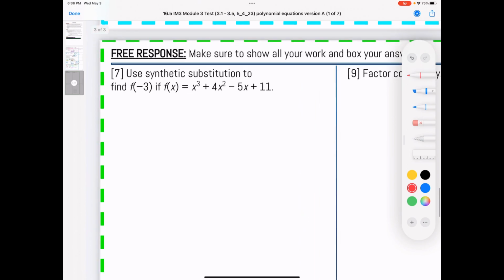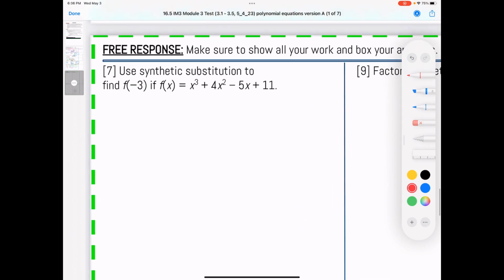All right, next, use synthetic substitution. You can do this in 2 ways here. You're replacing every x value with negative 3. You can do that. So this is one way of doing the problem.